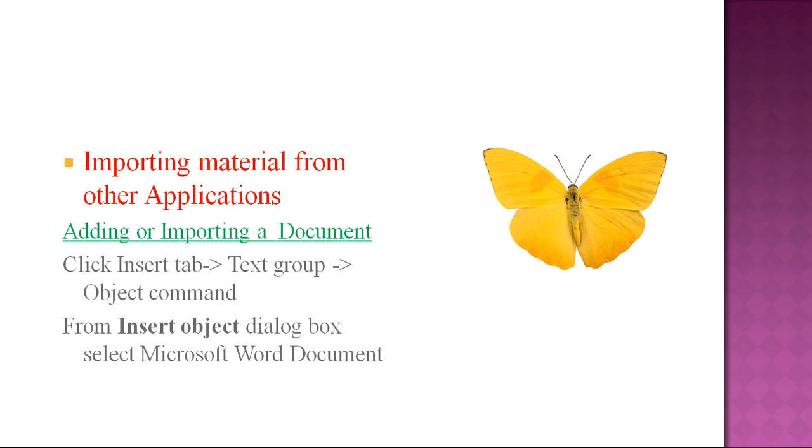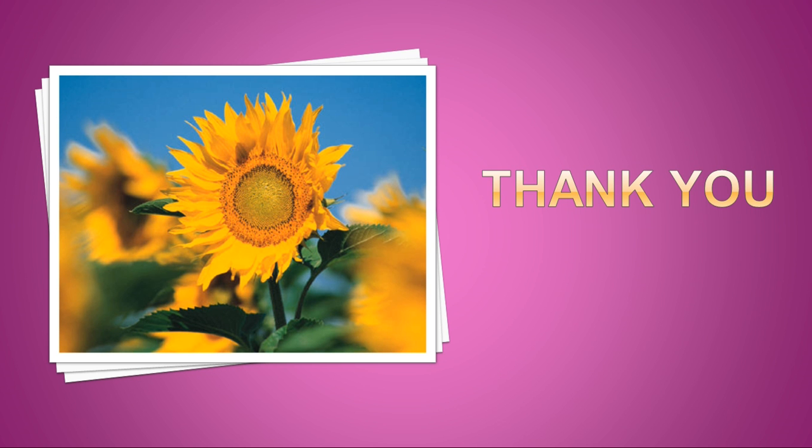To insert material from another application, you have to click on the Insert tab, Text group, and select the Object command. After selecting the Object command, you will get the Insert Object dialog box. Select Microsoft Word document, or sometimes you need to insert an Excel sheet also. So these are the topics we discussed in the last two sessions. In this recap session, we will have a short practical session too.